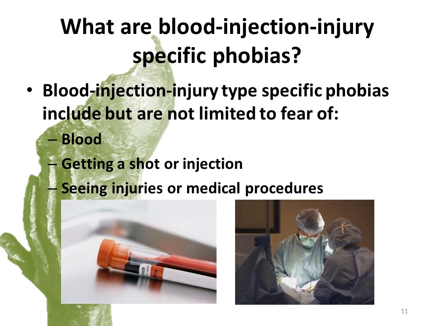We just discussed the animal type and the natural environment type. The blood injection injury type specific phobia includes the phobia of blood, getting a shot or injection, or seeing injuries or medical procedures. So those who suffer from a blood injection injury type specific phobia are the ones that are not participating in your neighborhood blood drive. They are not getting a B12 shot for energy, and they are most certainly not watching a marathon of ER or House or Nip Tuck.